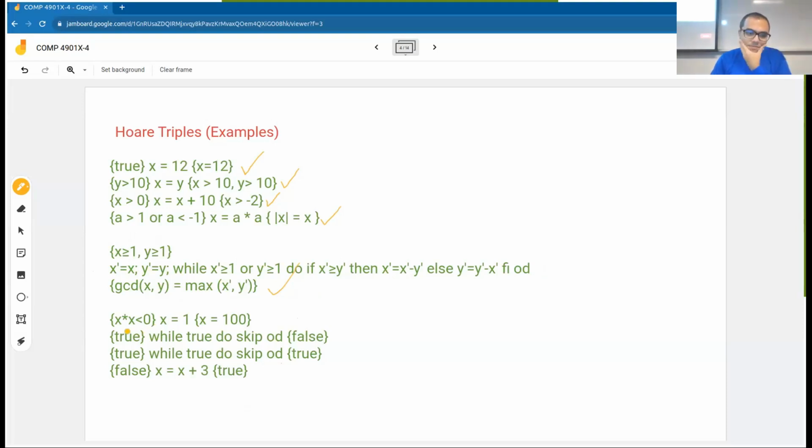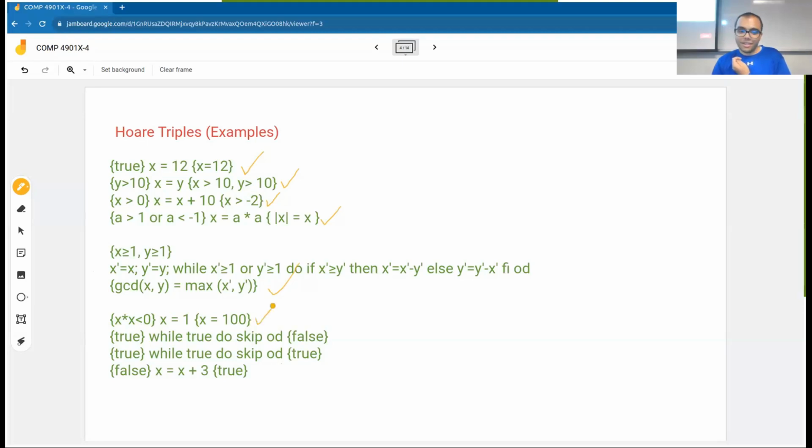How about this one? No. Why not? The precondition. Yes, the issue here is that I'm setting x to 1. Previously, x times x was less than 0, but I don't really care about that. If I set x to 1, x cannot be 100. But there's also your point. If we want to care about it, I have to talk about the type of x. So let's imagine that x is an integer. If x is an integer, does this hold or does it not hold?